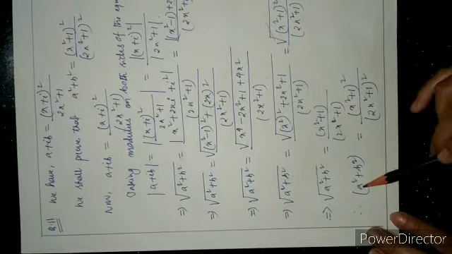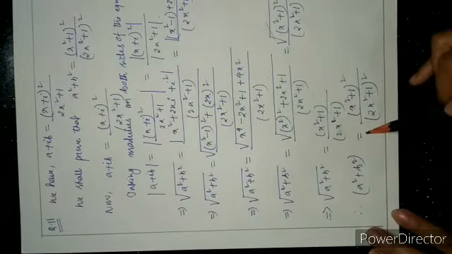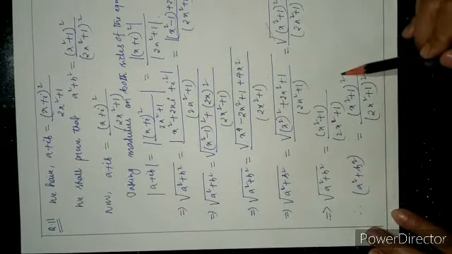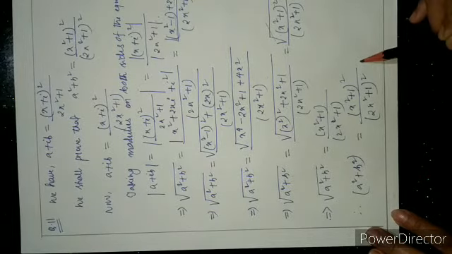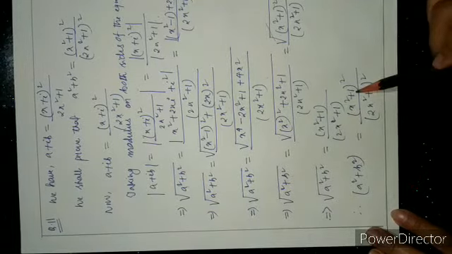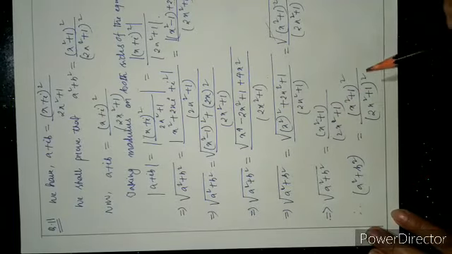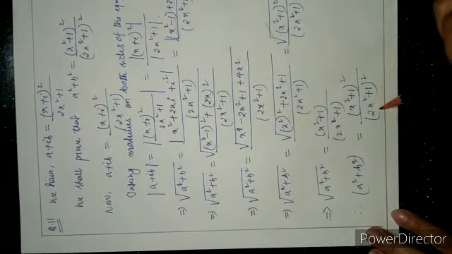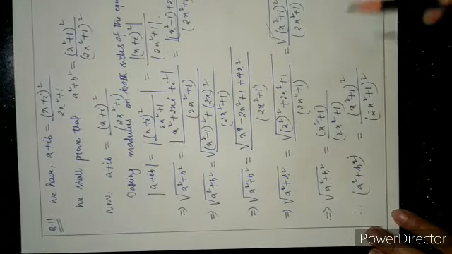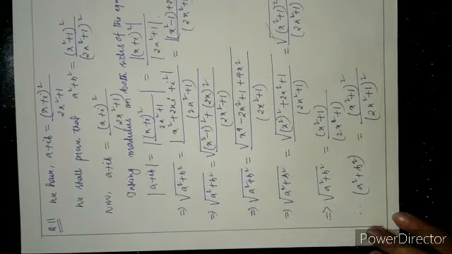Now we get a square plus b square is equal to (x square plus 1) whole square divided by 2 times of (x square plus 1) whole square. Left to right, the square of x square plus 1 equals the square of 2 times of x square plus 1, so proved.